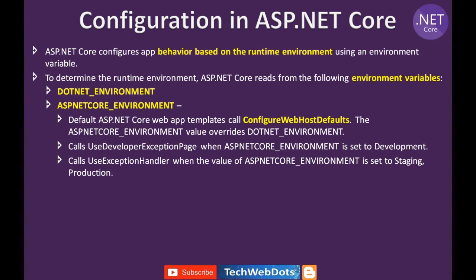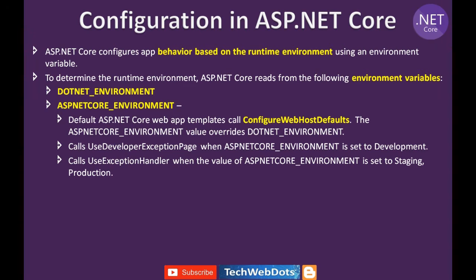Especially for the ASPNETCORE_ENVIRONMENT variable, the default ASP.NET Core web app template calls ConfigureWebHostDefaults. Okay, this is a very important method, ConfigureWebHostDefaults, because it is calling the default method, or you can say the default configuration provider. The ASPNETCORE_ENVIRONMENT value overrides DOTNET_ENVIRONMENT, whether it is specified before or after, but ASPNETCORE_ENVIRONMENT overrides the DOTNET_ENVIRONMENT.